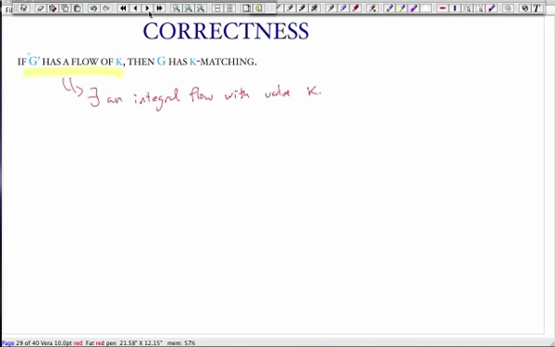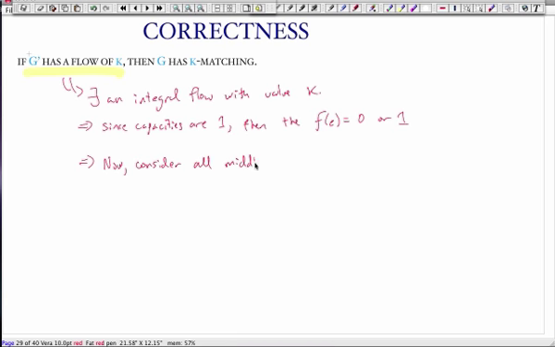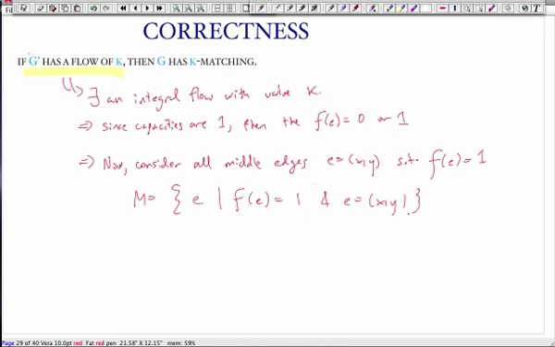Okay, so we say if G has a flow of size K, that means there's an integral flow with value K, and since the flow is integral and since capacities are 1, the flow on every edge in this integral flow is either going to be 0 or 1. And now, consider all middle edges. So define M to be the set of all edges where the flow is equal to 1.